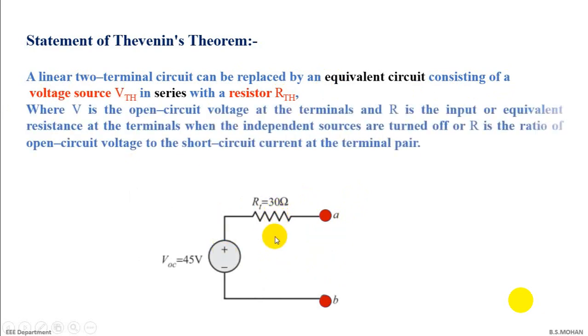Here V is called VTH or VOC, the open circuit voltage, and R is called the equivalent resistance, which is RTH, right? So do not bother about the rest of the part, you'll understand that when we solve problems. But here remember there are 2 types for Thevenin, Norton. I would call them type 1 and type 2.